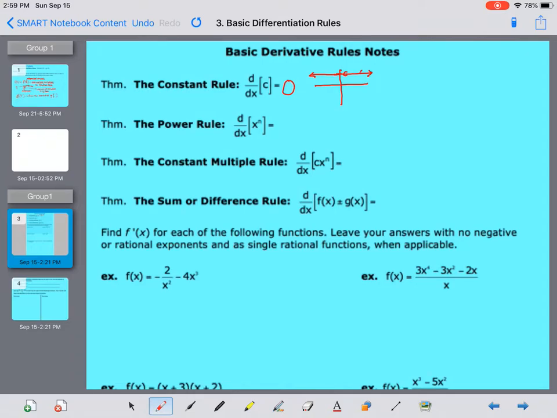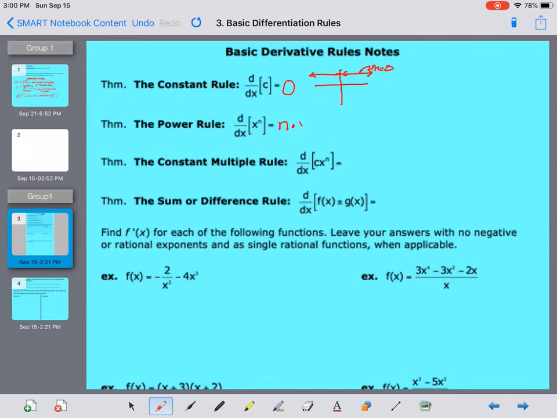If we think about that and the slope, because that's what our derivative is finding, the slope, we get that our slope, of course, is equal to 0, which makes sense why our constants go to 0 in a derivative process. Then we have the basic power rule.